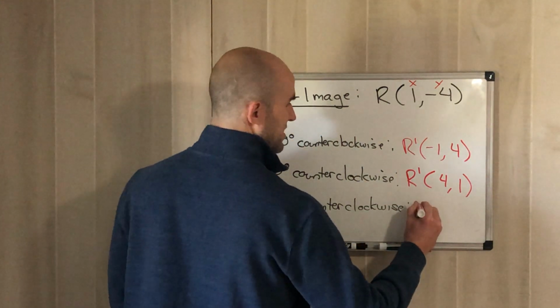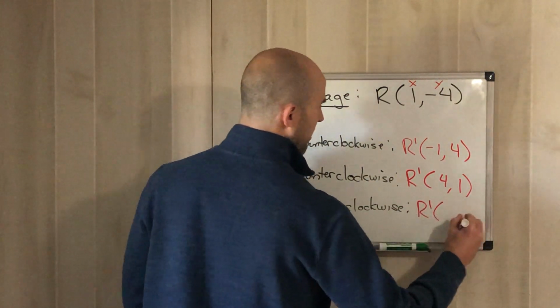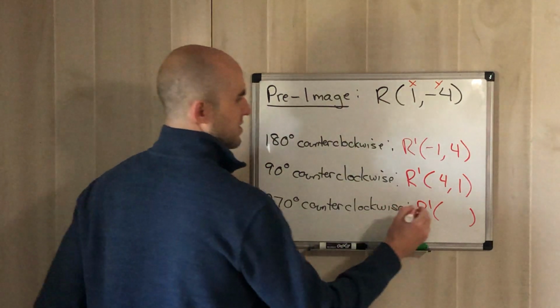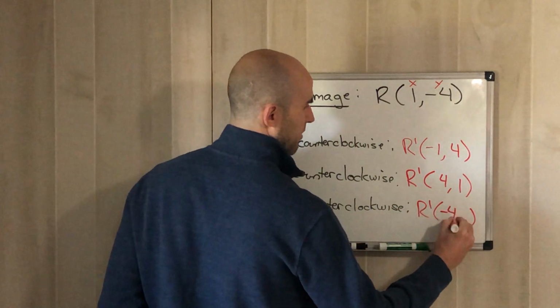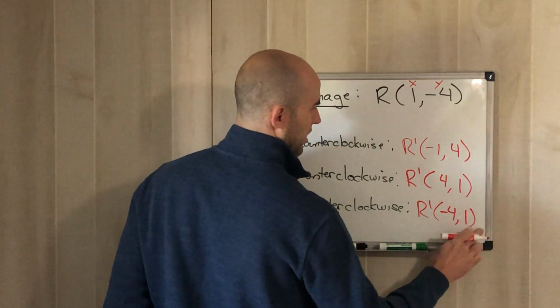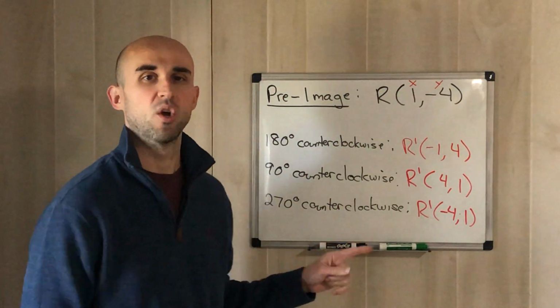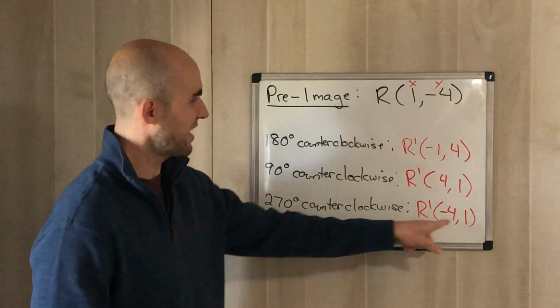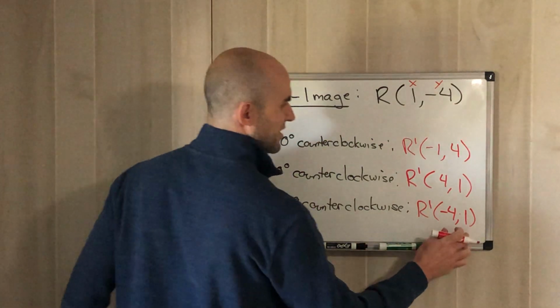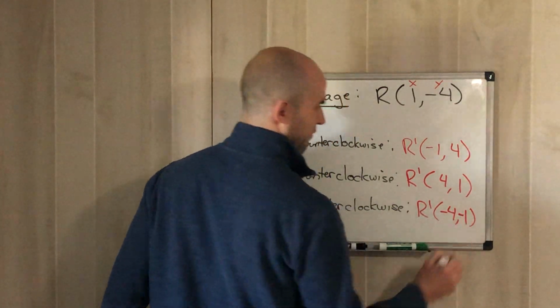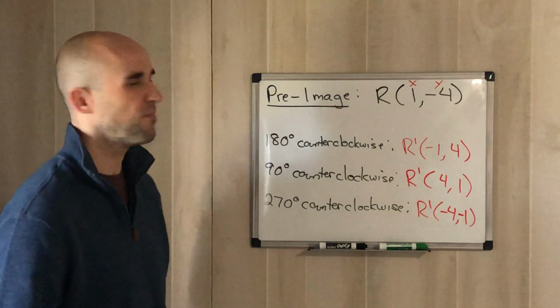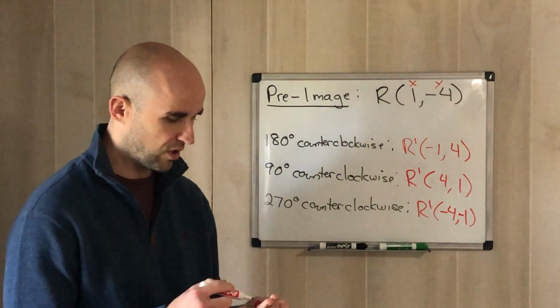When it's 270, same thing. You're going to end up flipping them. So instead of being 1, negative 4, it's going to become negative 4, 1. But now the rule for that is when it's 270 degree counter, we change the second term. The second term is 1. So that positive 1 now is going to become negative. Okay. Always remember, guys, just getting comfortable with those rules.